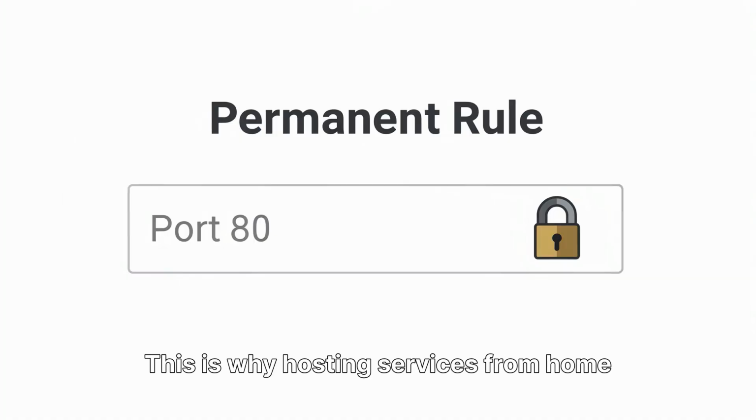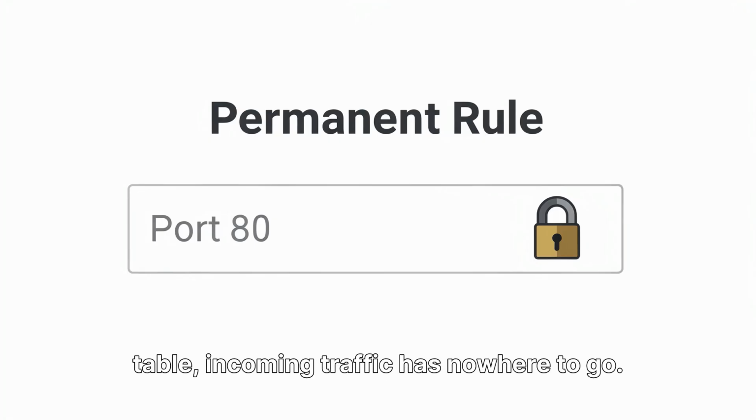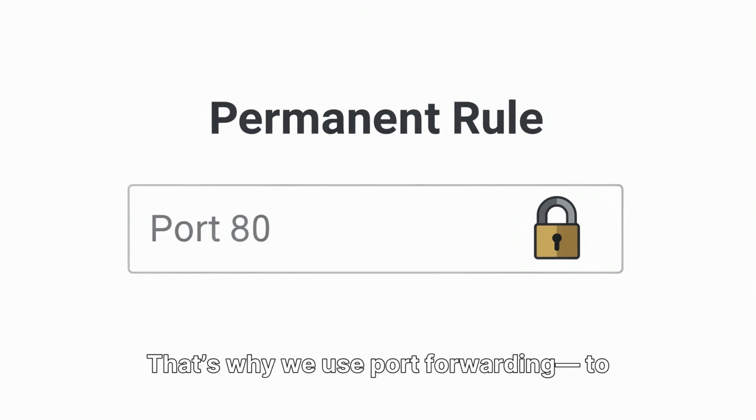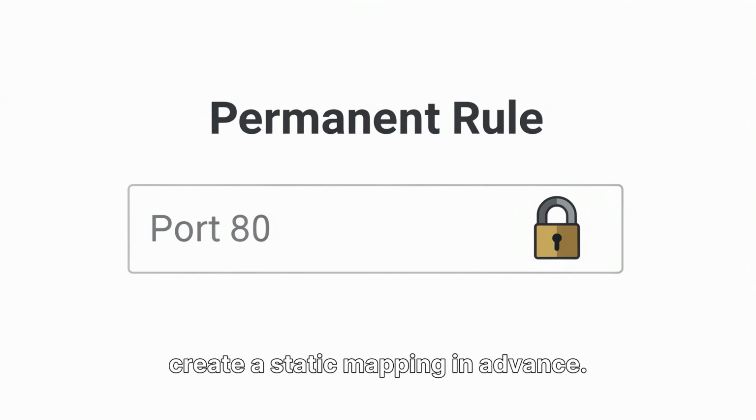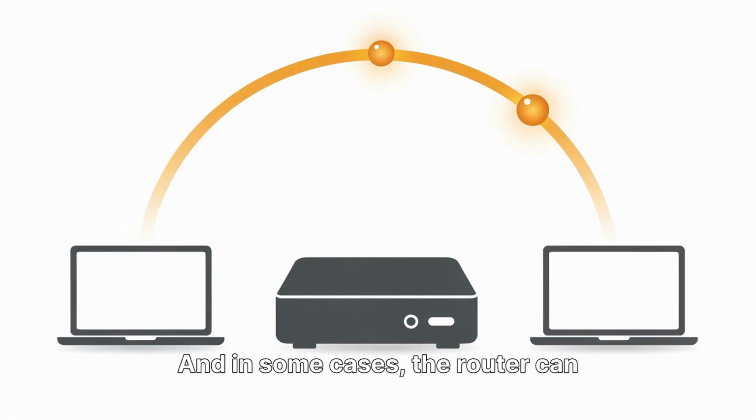This is why hosting services from home is tricky. Without a matching entry in the NAT table, incoming traffic has nowhere to go. That's why we use port forwarding to create a static mapping in advance. And in some cases, the router can even loop traffic back internally. This is called NAT Hairpinning.